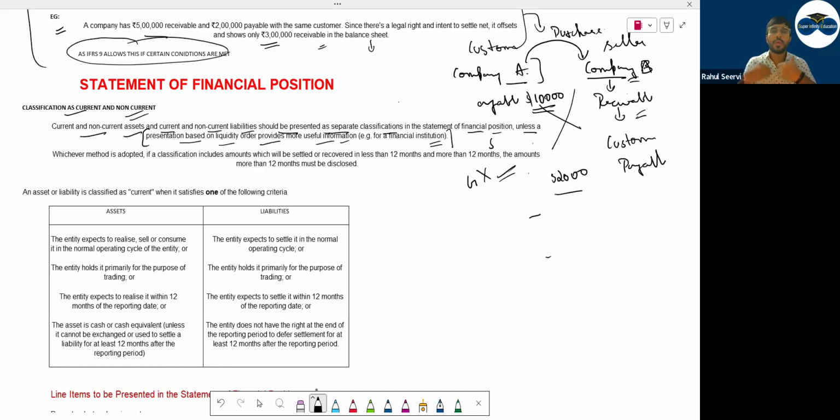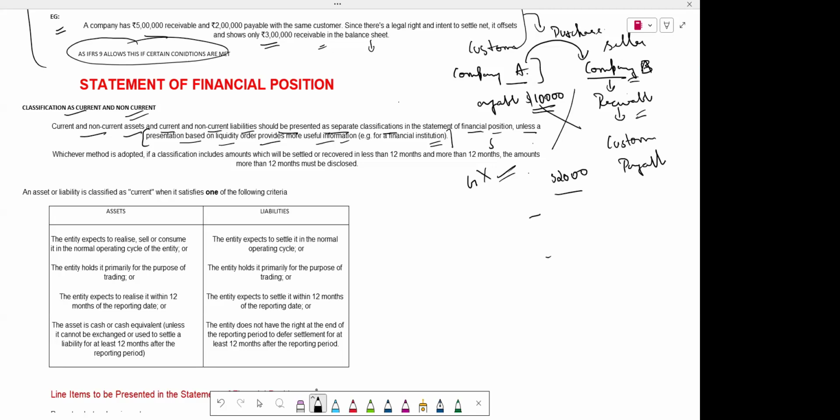Current asset means which will provide me benefit or which I can realize within 12 months. Non-current means which will provide me benefits for more than 12 months, or the items I can use for more than 12 months, or I can realize the money after 12 months. If I say fixed deposit, is it a current or non-current asset? If you have invested for, let's take, 40 days, it will be current. If the fixed deposit is for 5 years, you will show it under non-current asset. Simple.